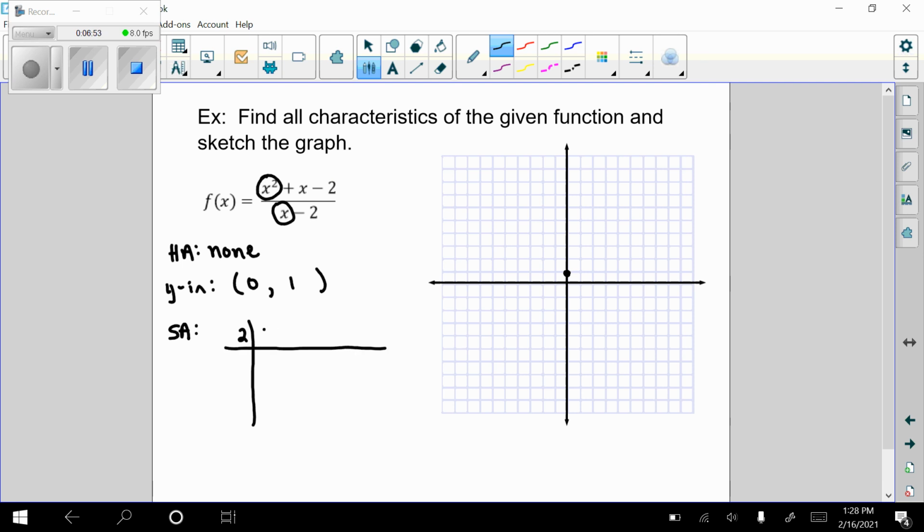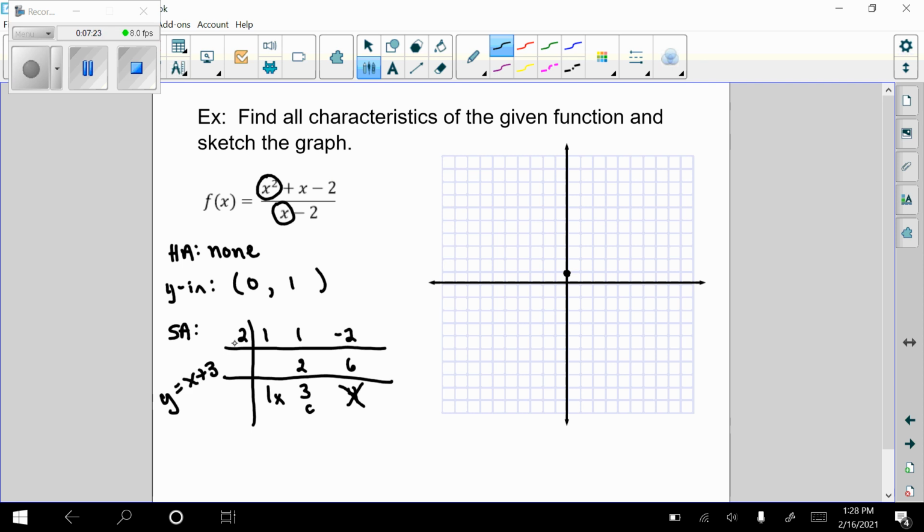So my coefficients are 1, 1, negative 2. So I bring down my 1, I get a 2. Add, I get a 3. Add, I get a 4 here. So remember, this is your remainder. This makes no difference. This is my constant. This is x. So my slant asymptote is y equals x plus 3.